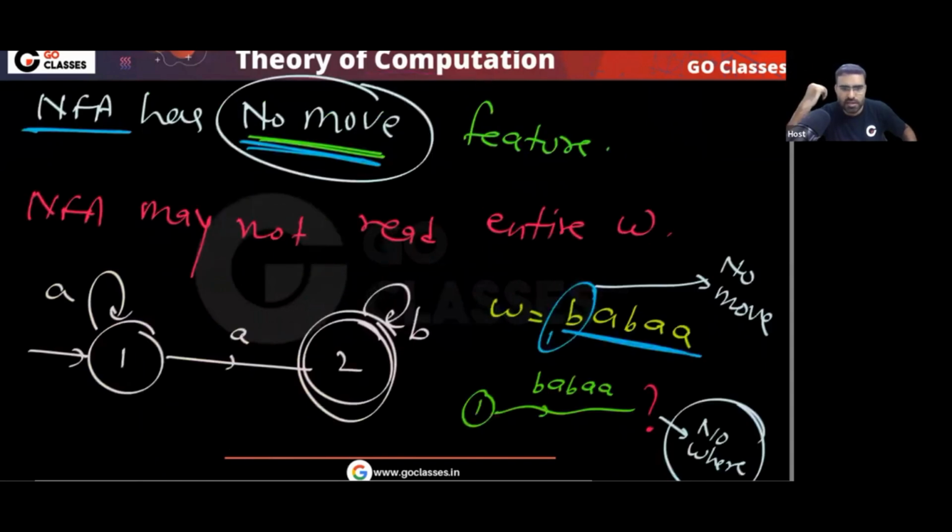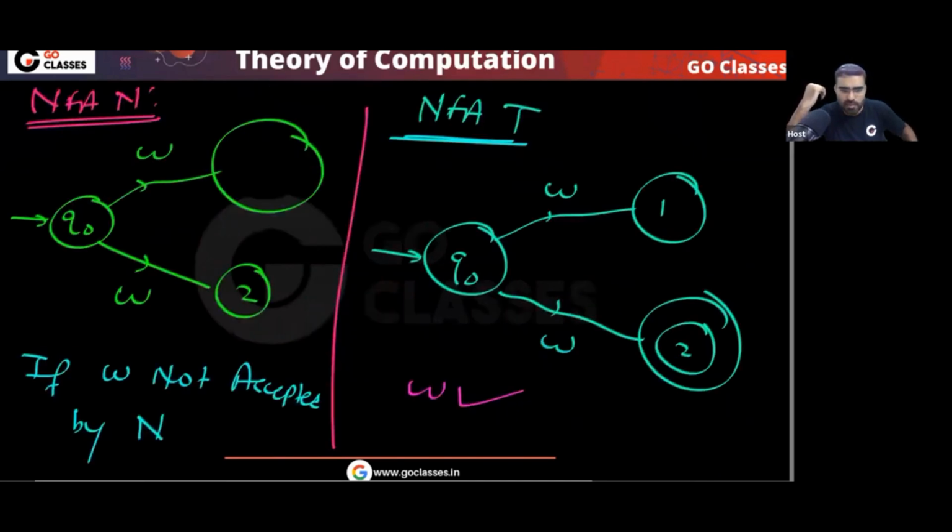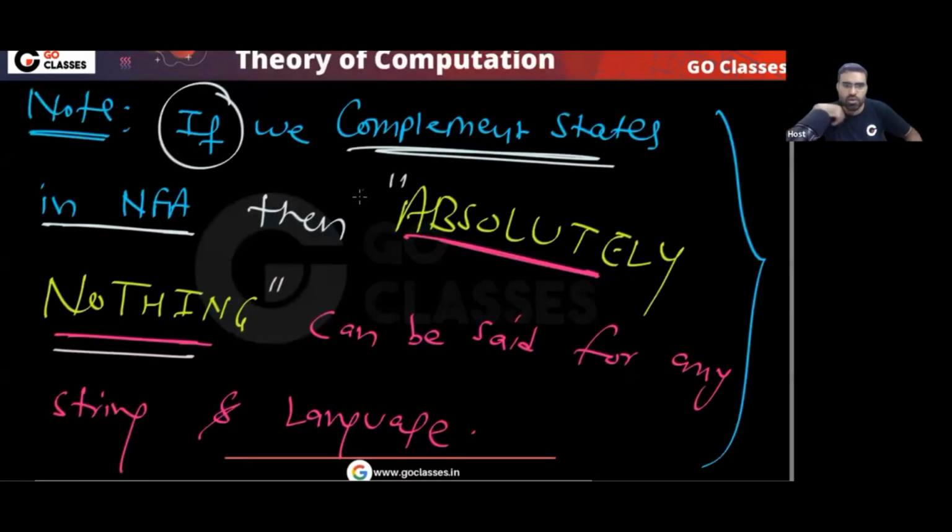But the point is, in NFA, you have this no move facility, no move feature. So just remember this point. This slide you remember: if you complement the states in NFA, then absolutely nothing can be said for any string and language. I hope all these points are clear. Let me know.